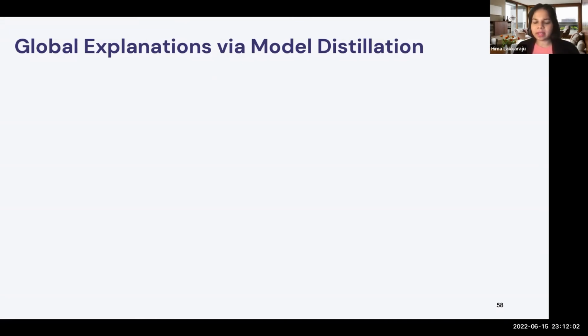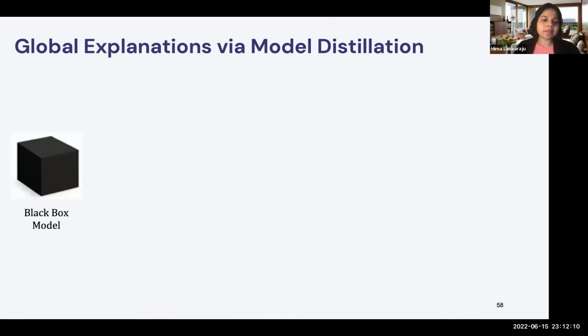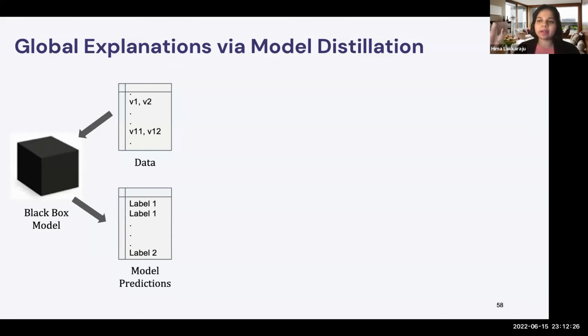Similarly, in the case of global explanations, we'll see how such explanations are generated using model distillation. Okay, so let's say here we have a black box model, which we may not have access to, and we have a bunch of data which can be provided as input to this model, and then the model in turn can generate labels for each of these data points. So we have some input data, we have a black box model that is queryable, and it will produce predictions for any of the data points that we throw at the model, right?